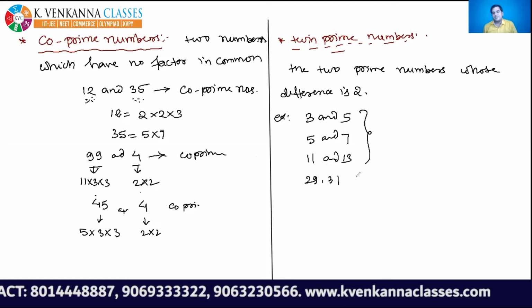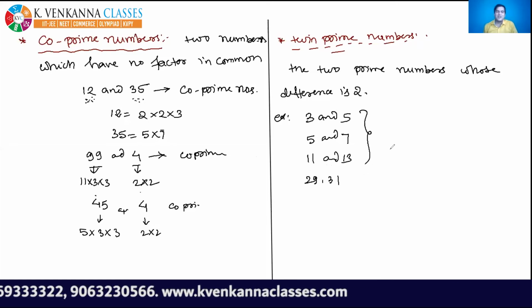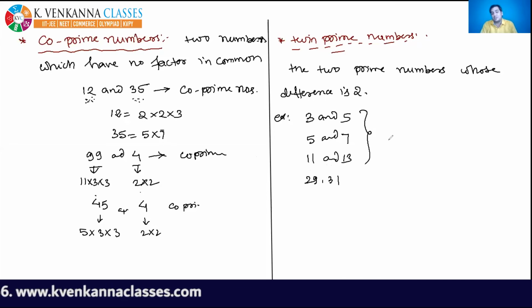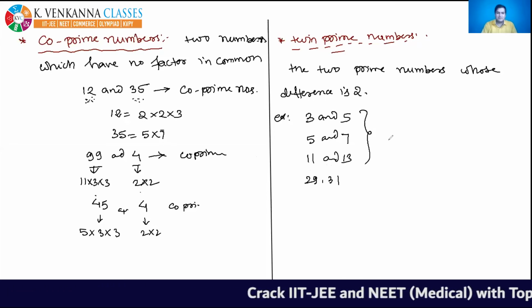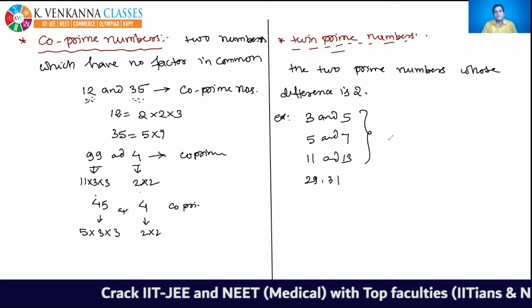Sai Kiran, what have you written? 20 and 22 cannot be. 20 is not a prime. 22 is not a prime. Okay, yes, 101, 103. Very good. All these things are twin primes.